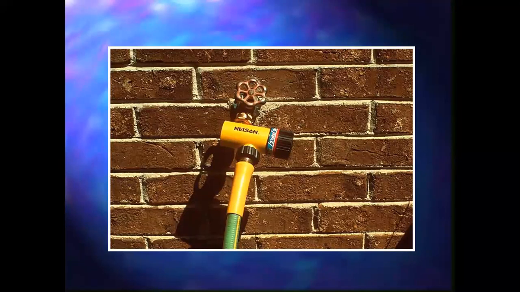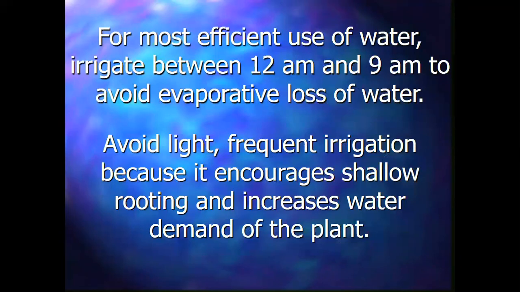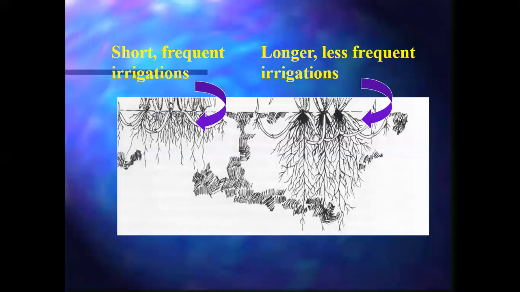Now, even if you have a faucet connection, you can time it like this. It connects to a faucet and it'll let you time when you put the water on and when not. For the most efficient use, irrigate between 12 a.m. and 9 a.m. to avoid evaporative loss of water. You could maybe go to noon, but no later than that. Avoid light, frequent irrigation because it encourages shallow rooting and increases the water demand for the plant.